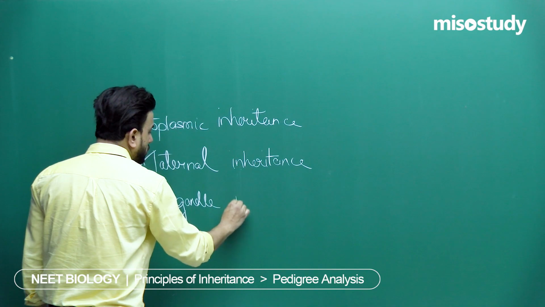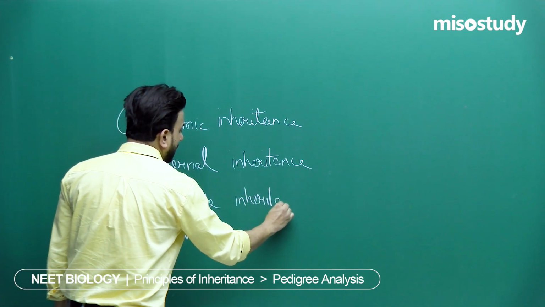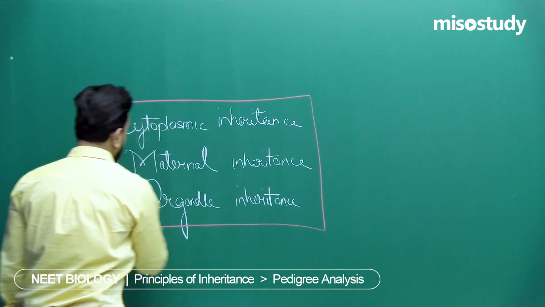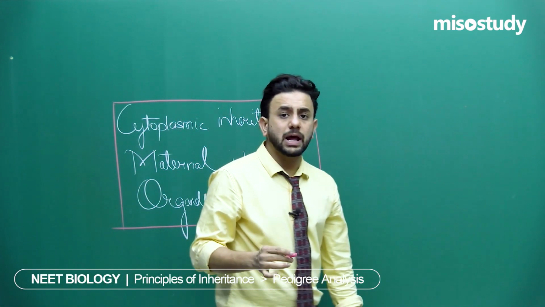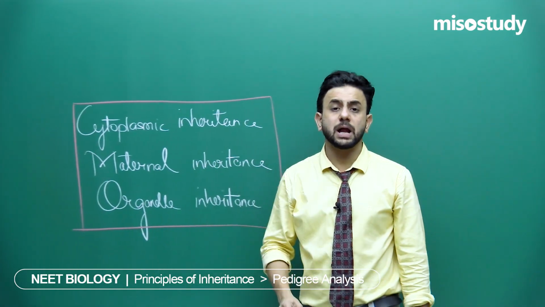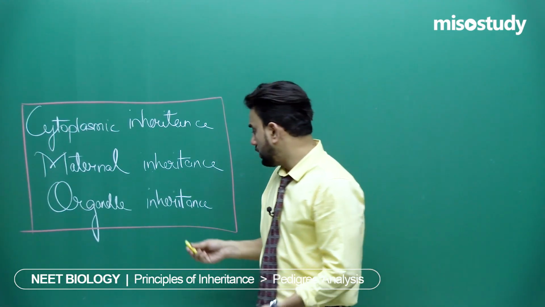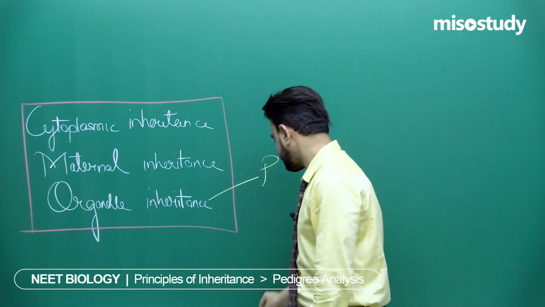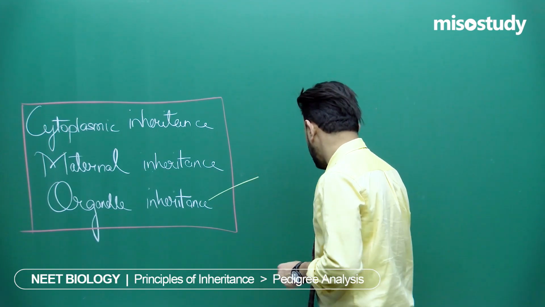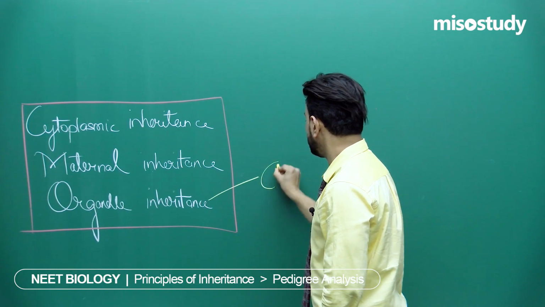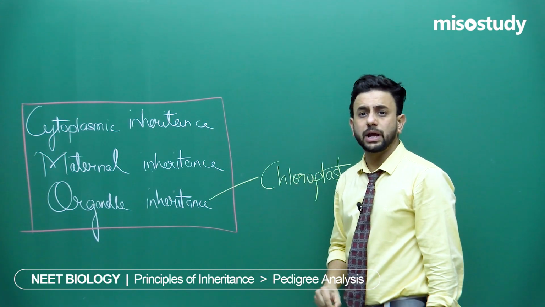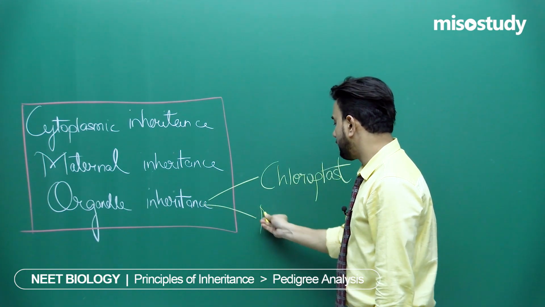And I told you that two organelles which are very important as far as the organelle inheritance is concerned are the what? The chloroplast, that is the plastids, as well as the mitochondria. So I can write here the chloroplast, and along with the chloroplast, what I can write is the mitochondria, of very much importance.